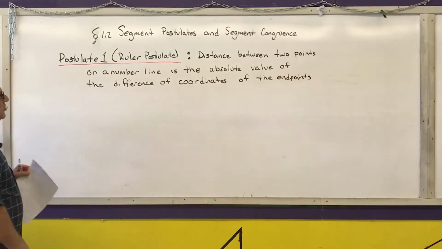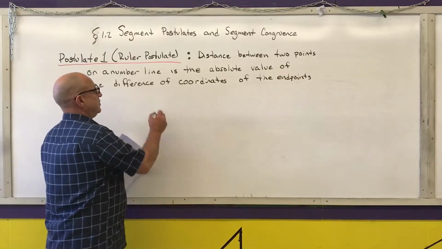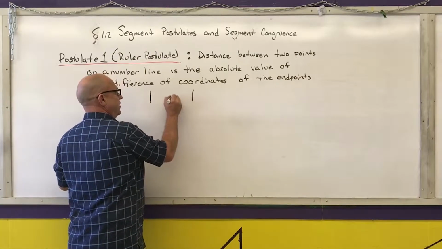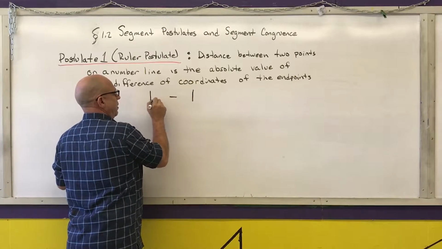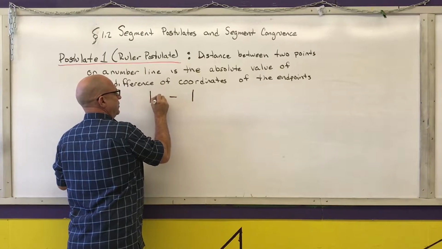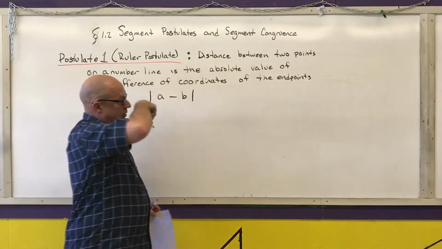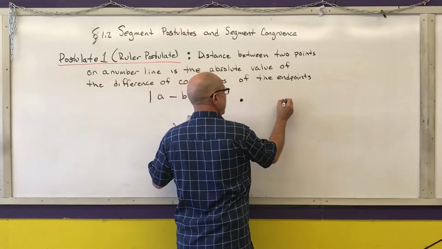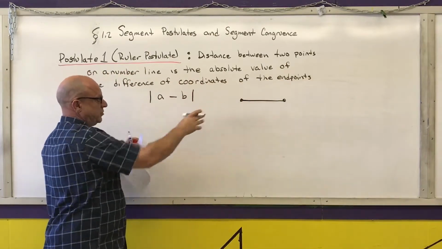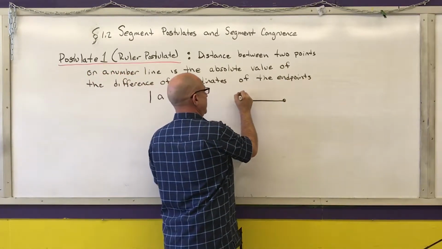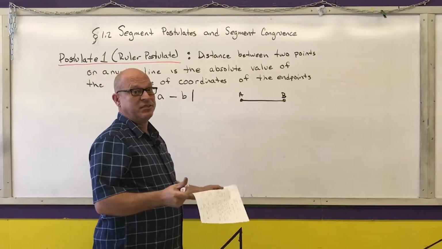Okay? The distance between 2 points on a number line is the absolute value of the difference of the coordinates of the endpoints. It's the absolute value of the difference of the coordinates of my 2 endpoints. So I'm going to call these A and B. Okay, so how does this work? This part has to be in your postulates and theorems. This is just an example. I want to know the distance between A and B. I have a ruler, hence the word ruler postulate.